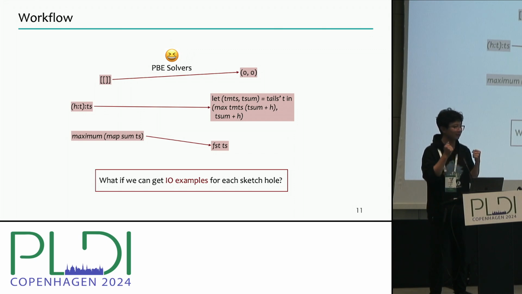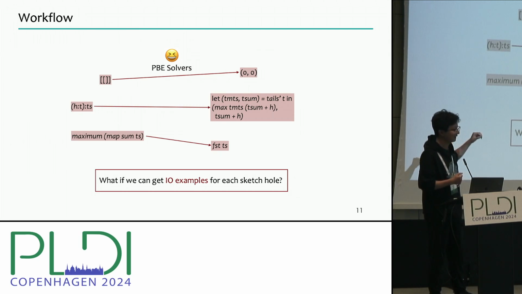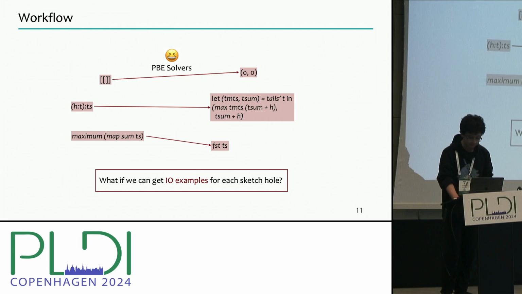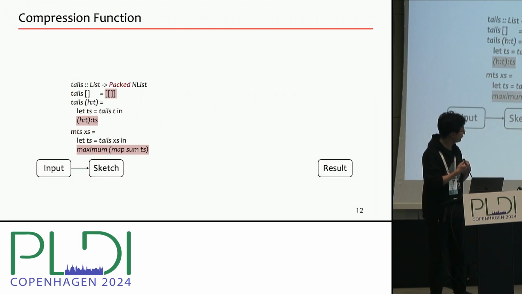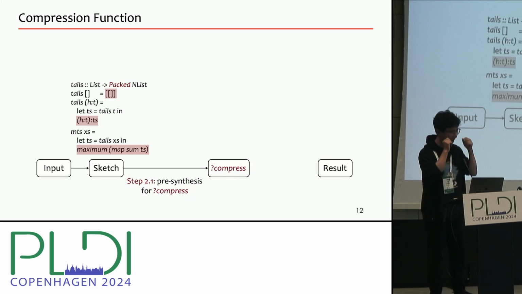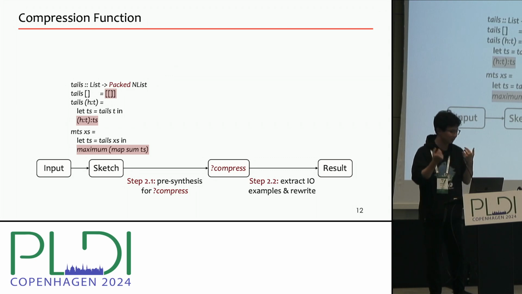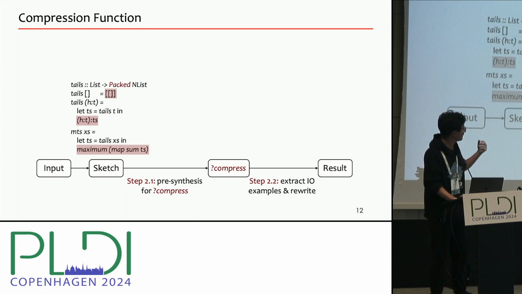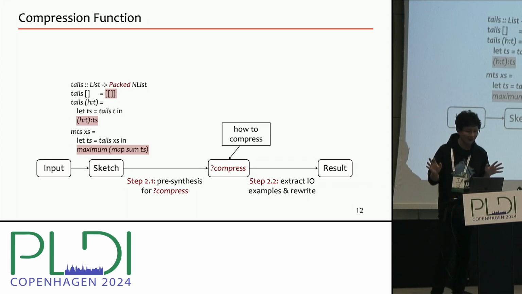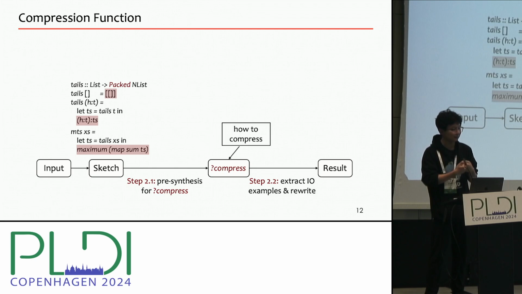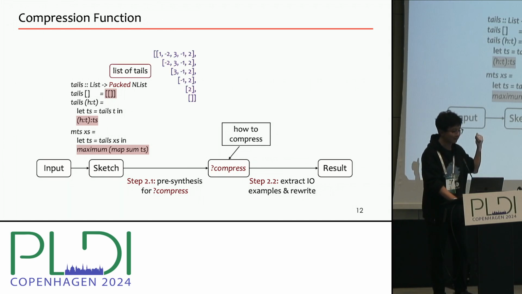So SuFu will use a series of approaches to extract separate input-output examples for these sketch holes and then pass them to existing solvers. To achieve this, SuFu will first synthesize a helper function, which we call a compression function, and then use this compression function to generate examples. Intuitively, this compression function just specifies how we will compress the packed data structure in the final version. For example, we know that in the reference program, the packed data structure is the list of all possible tails.